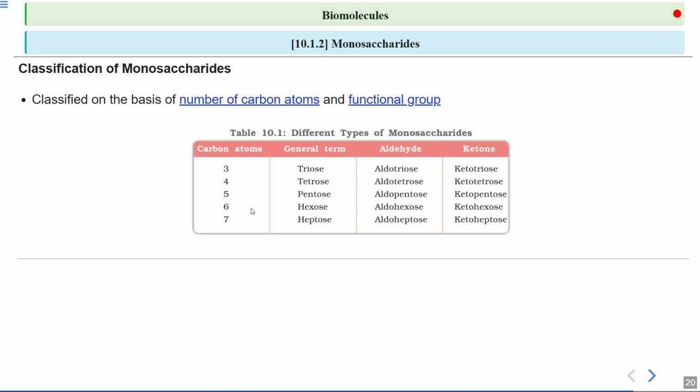Similarly, with 5 carbon atoms, it is called pentose. Containing an aldehyde group, it is called aldopentose, and containing a ketone group, it is called ketopentose. If we have 6 carbon atoms, the general term is hexose. If it has an aldehyde group, it is called aldohexose, and if it has a ketone, it is called ketohexose. Finally, we have 7 carbon atoms. The general term is heptose. If it has an aldehyde group, it is called aldoheptose, and if it has a ketone group, it is called ketoheptose. So they are classified on the number of carbon atoms and the functional groups that are present.